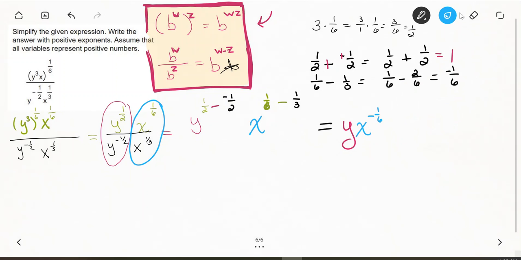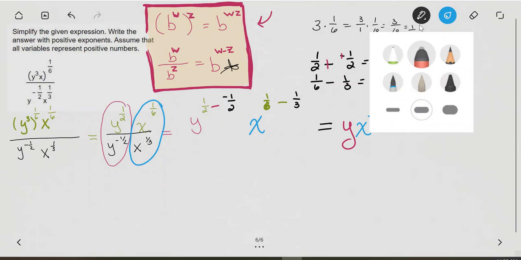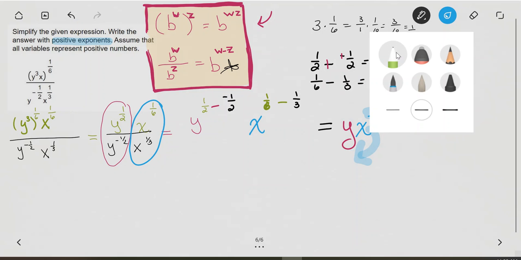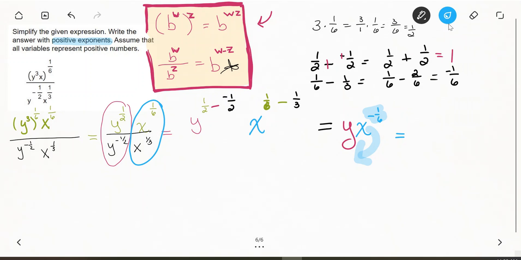And because our directions remind us here, write the answer with positive exponents. I can't keep this negative 1/6. So I guess the third exponent property I've got to remember is that when we have a negative exponent, it's an indicator to bring that down to the denominator. So here's what that would look like. We'd have that this is equal to y over x to the 1/6.